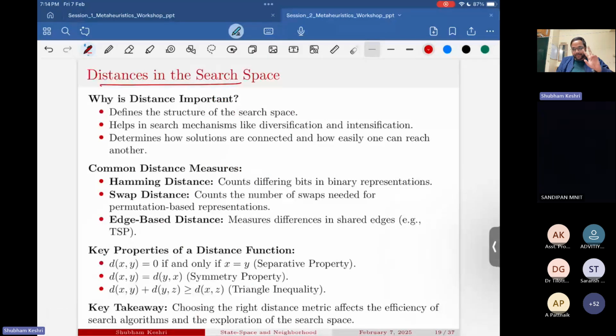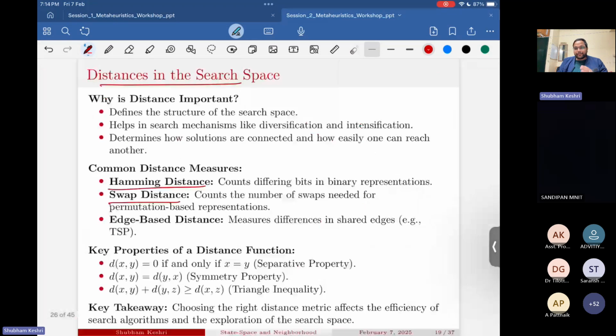Distance, so defining the distance helps you define the neighborhood. What is the size of your neighborhood? So you can take Hamming distance. It means 1 bit flip is 1 Hamming distance, 2 bit flip is 2 Hamming distance. Swap distance, 1 swap is 1 swap distance, 2 swaps is 2 swap distance, and so on and so forth. You can understand this. Okay, you don't need to go into details, just get the idea.